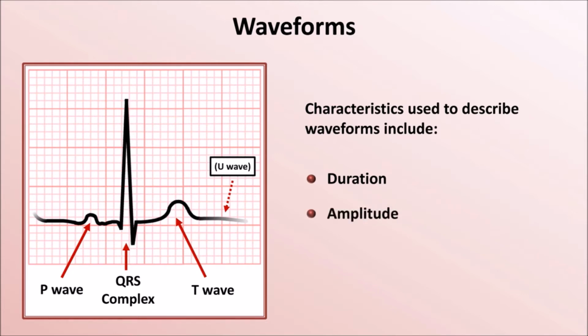Amplitude. An unusually tall P wave may be a sign of right atrial enlargement, or an unusually tall QRS complex may be a sign of ventricular hypertrophy. And morphology. An inverted P wave may indicate an origin of a heart rhythm other than the sinus node, or an inverted or biphasic T wave may indicate ischemia.